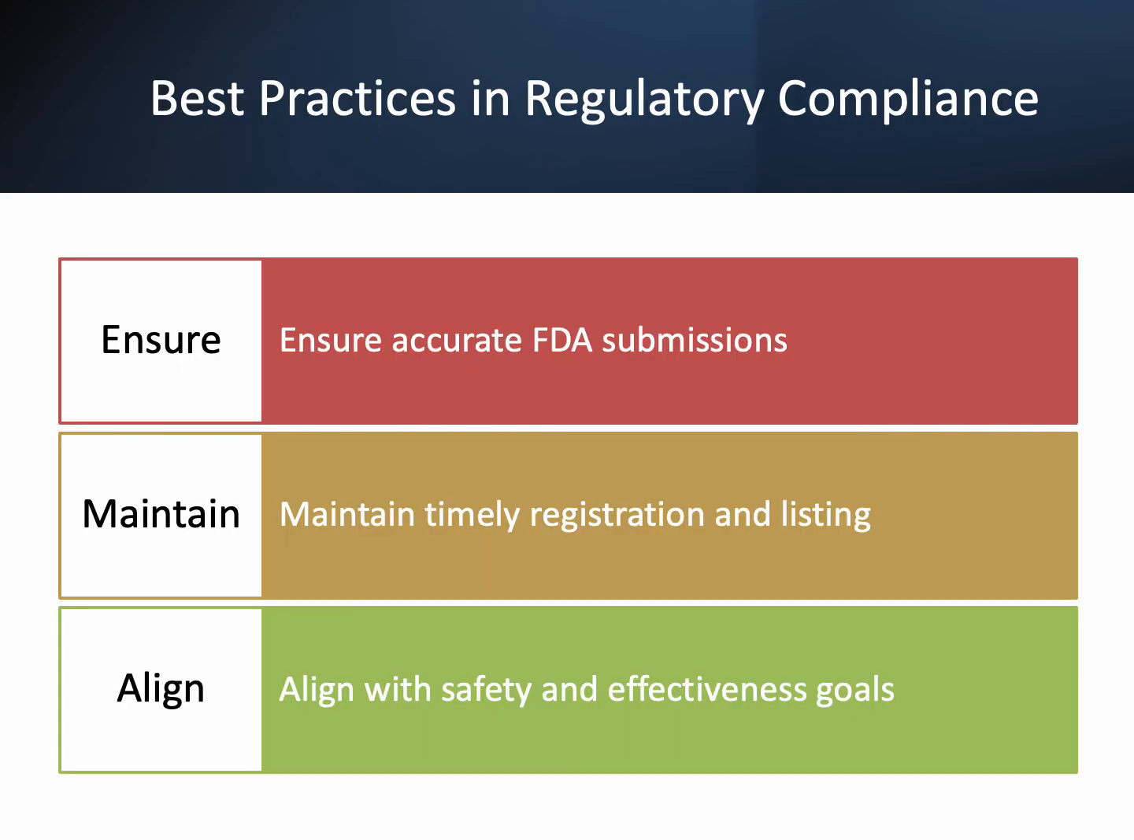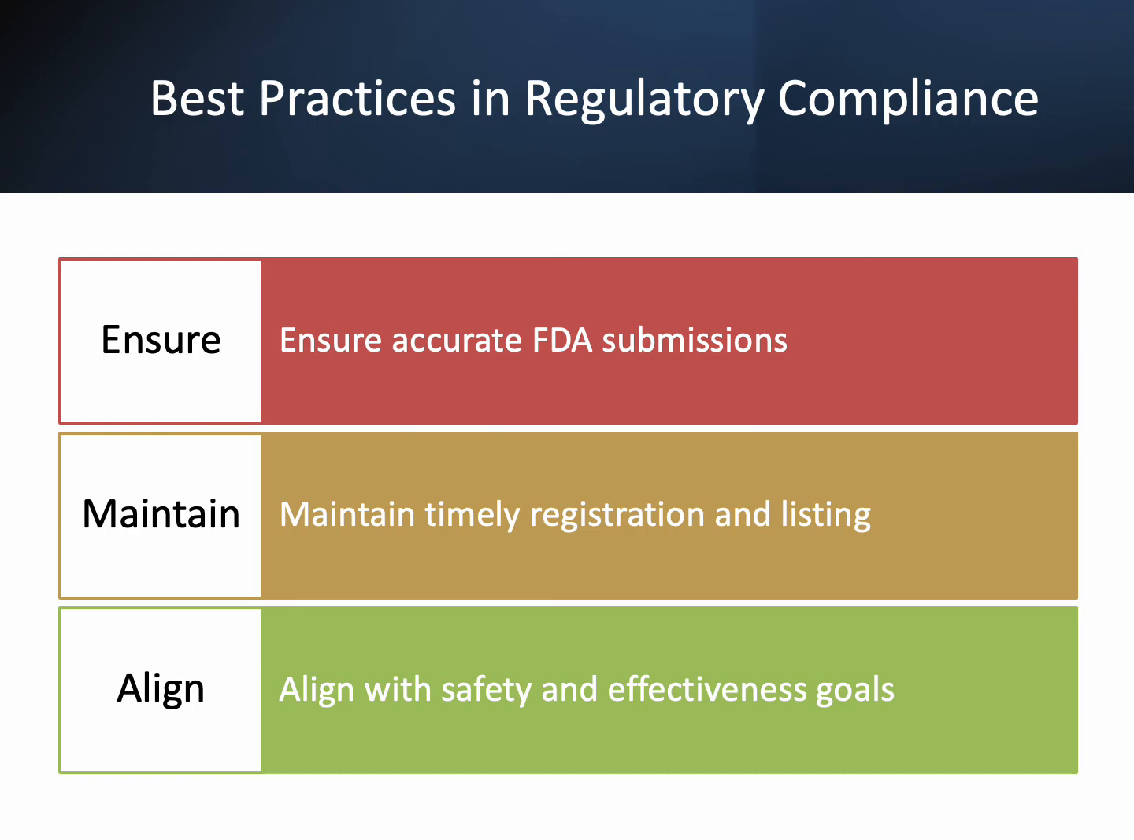Following U.S. examples, let's discuss best practices and regulatory compliance for U.S. medical device regulation. Ensuring accurate FDA submissions involves providing truthful, complete data in 510(k) submissions or device listings, like a manufacturer detailing the device's intended use. Maintaining timely registration and listing requires annual verification and accurate device updates to ensure FDA traceability.